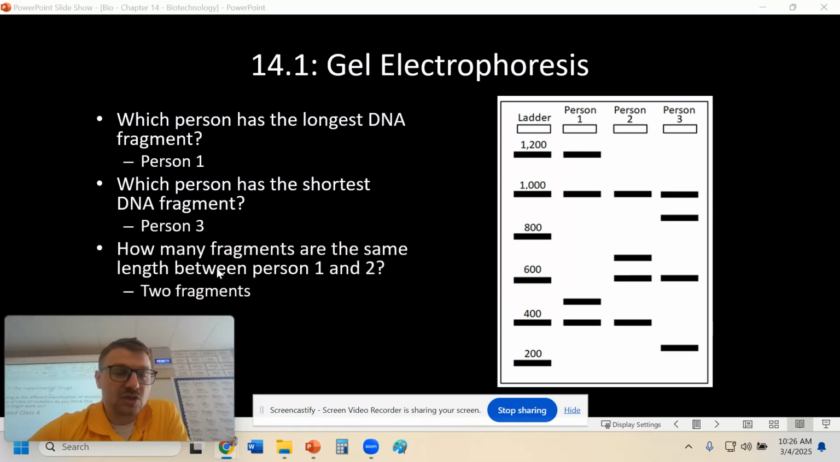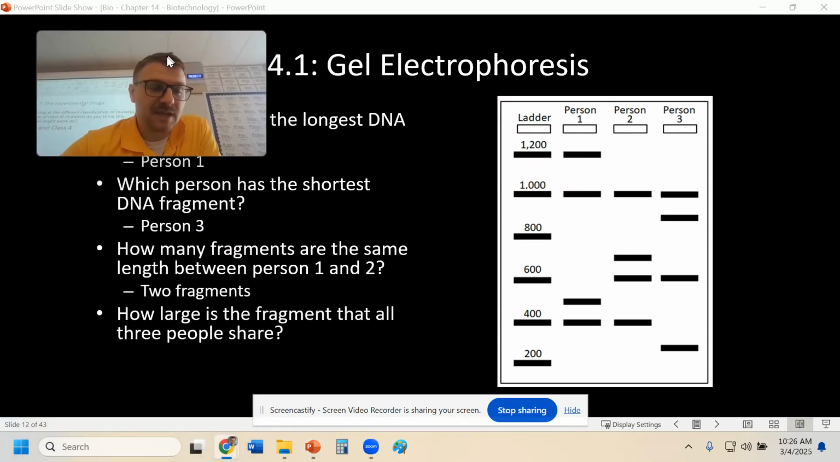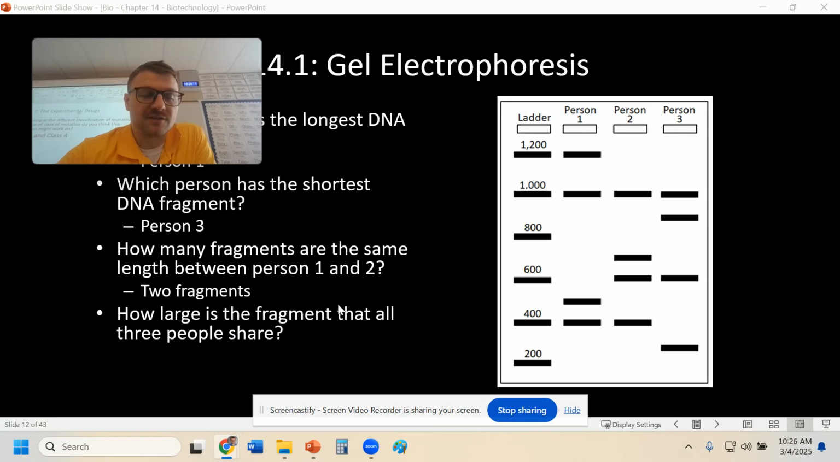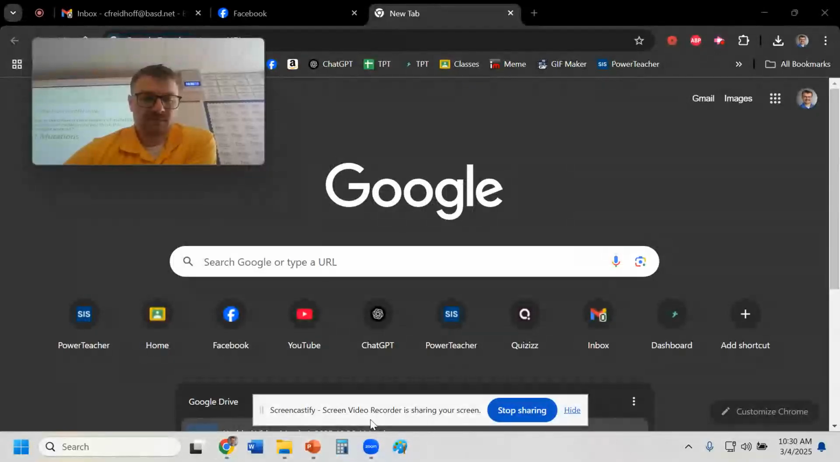How many fragments are the same length between person one and person two? So if we look here, person one and person two, this fragment's the same and this fragment's the same. So two fragments. Our last question, how large is the fragment that all three people share? So this fragment here, all three people share, and that fragment is 1,000 base pairs.